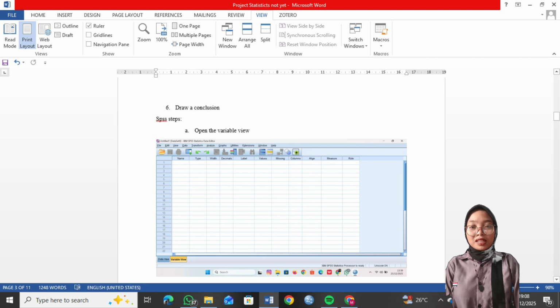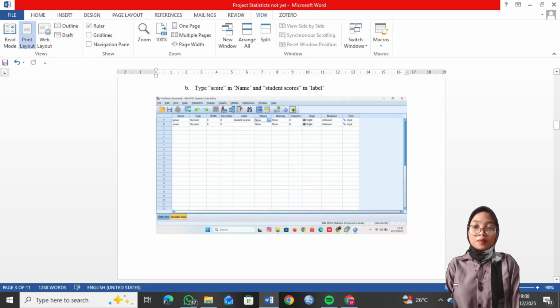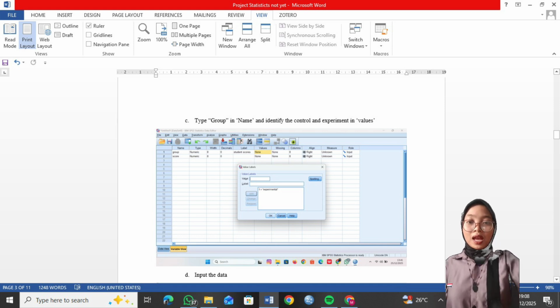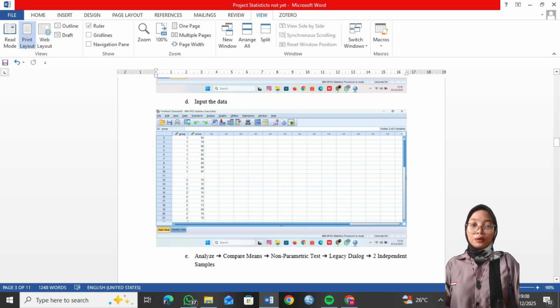And now I will explain the SPSS steps for the experimental research. The first one is open the variable view, and then type scores in name and student scores in the label. And then type group in name and identify the control and experiment in values. The group variable was coded as 1 for the experimental group and 2 for the control group. And now move to the data view and input the student speaking scores based on their groups.